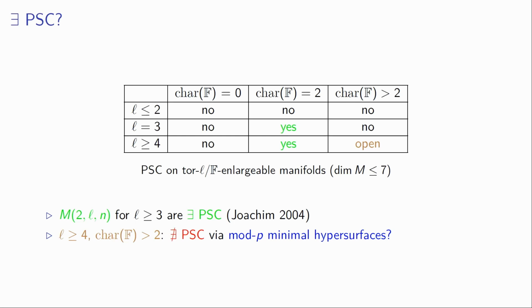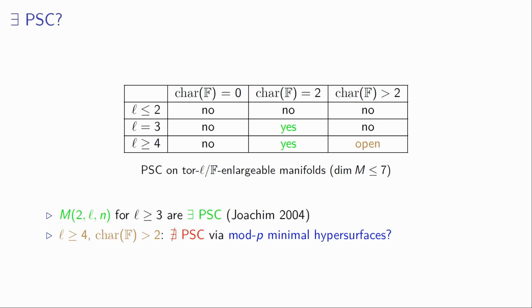if you have a characteristic of F equal to 0, think of the rational field, then there is no PSC metric on our manifold independent of the choice of L, so this total part. But if the characteristic is 2, then starting from L equals 3 or L equals 4, we do get positive scalar curvature metrics. This is rather interesting. So it really depends on the characteristic of our field here.